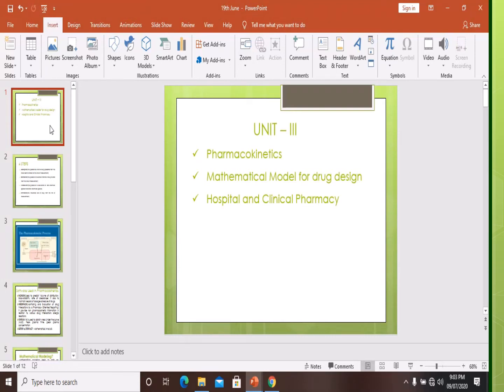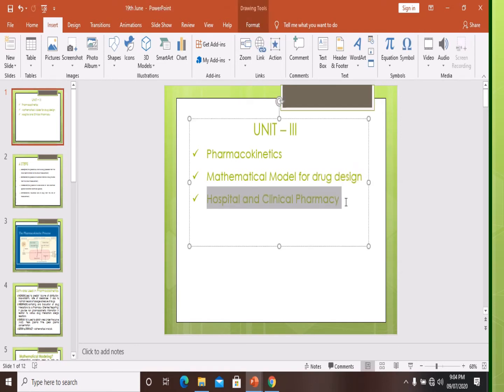Hi, good afternoon. So today we are going to discuss what are the software that is going to be used in these topics. So first one we are going to discuss about pharmacokinetics and mathematical model of a drug design, and third one is a hospital and clinical pharmacy.